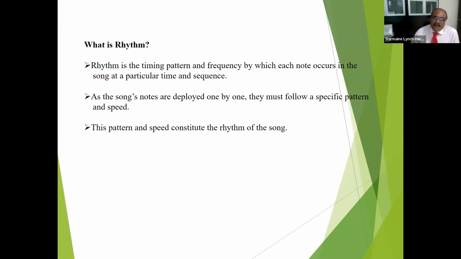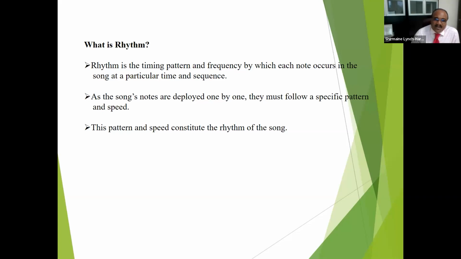The rhythm is the timing pattern or frequency by which each note occurs in the song at a particular time and in sequence. So if I do this, that creates a rhythm, okay? So I first would put that in my head when I'm about to write a song. And then with that kind of a skeleton, I build a tune around the song.